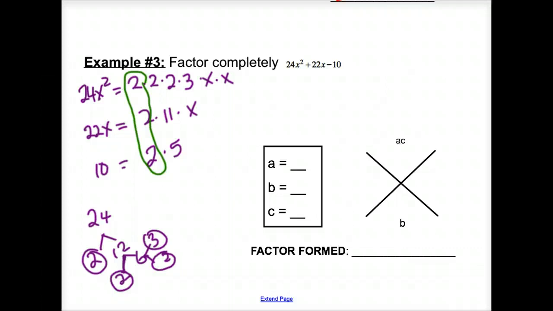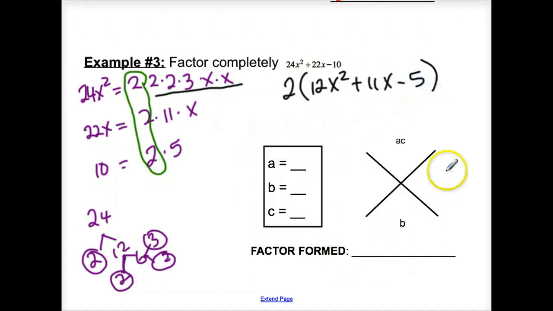So what we're going to do is take that 2 out. What's left? All of this is left over. 2 times 2 is 4. 4 times 3 is 12x squared plus 11x minus 5. So that's what's left over. That's what I'm going to use now to factor. What's my A, what's my B? My A is 12, my B is 11, and then my C is negative 5. So on the top is A times C, which is negative 60, and then at the bottom it is 11.